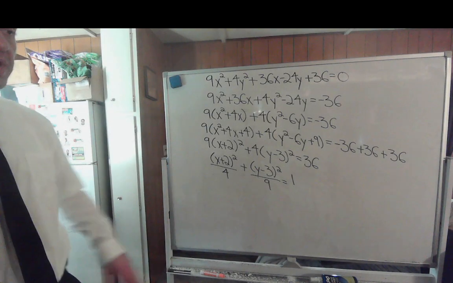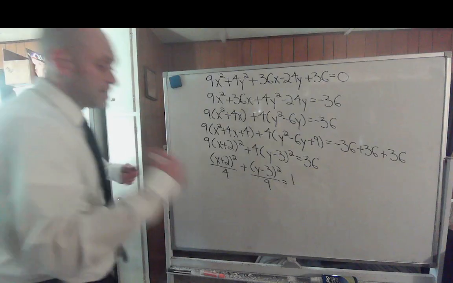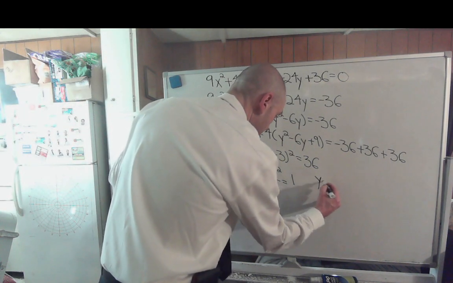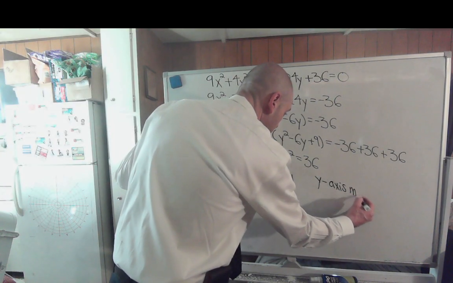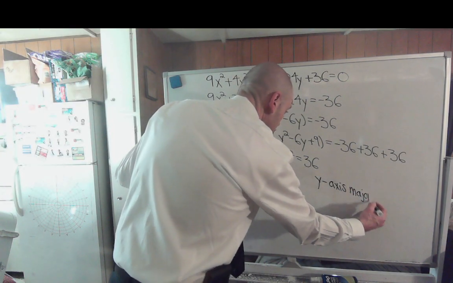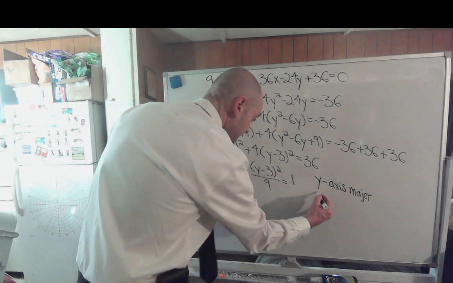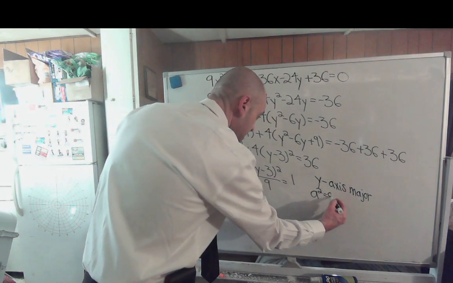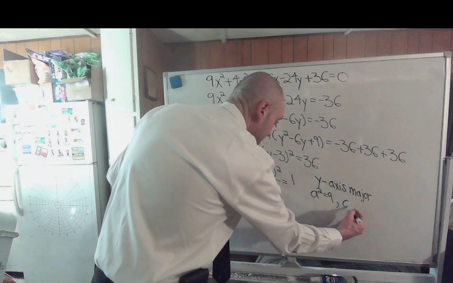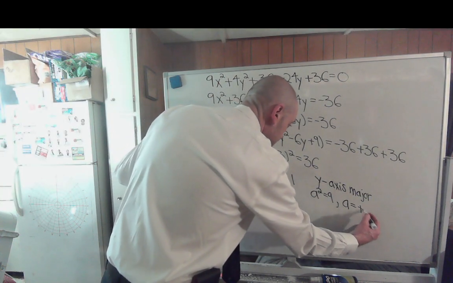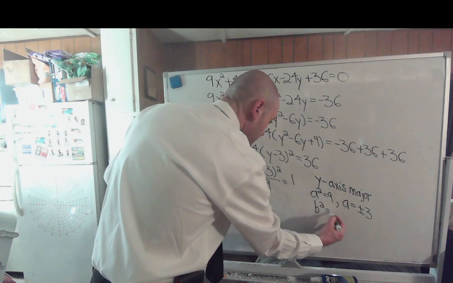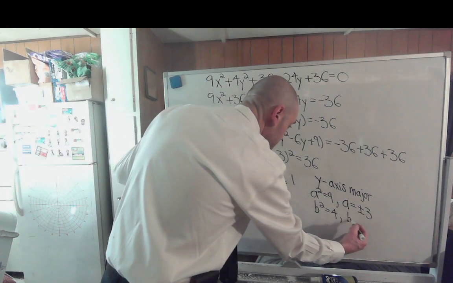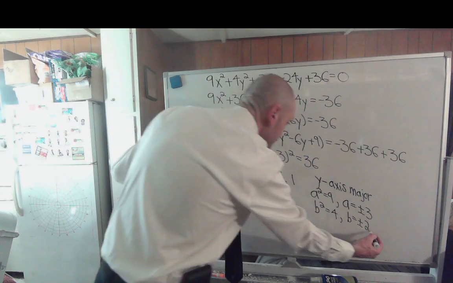So the bigger number is below the y, that means the y-axis is the major axis, which would leave the x-axis being minor. Alright, so that means my a squared equals 9, which means a equals plus or minus 3. My b squared equals 4, so b equals plus and minus 2.